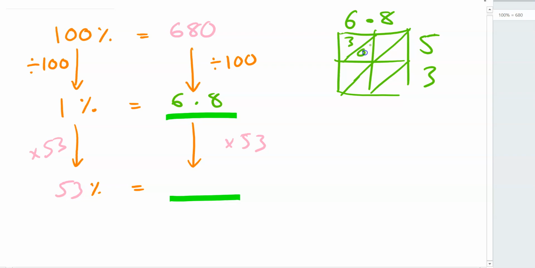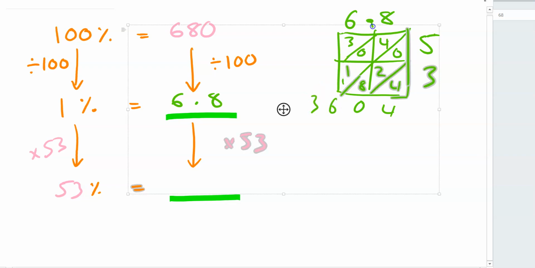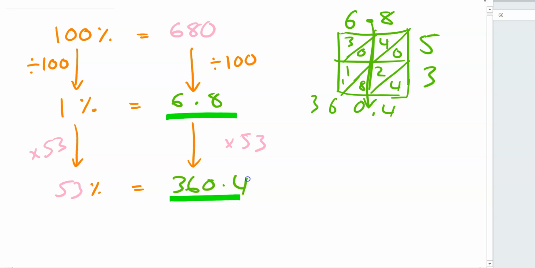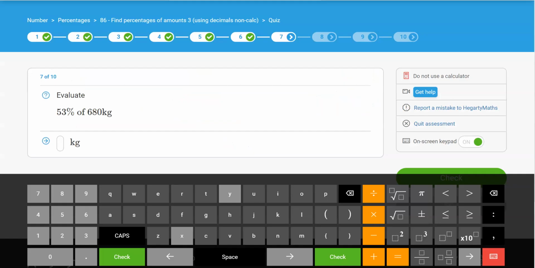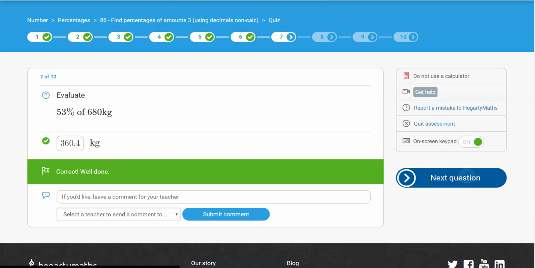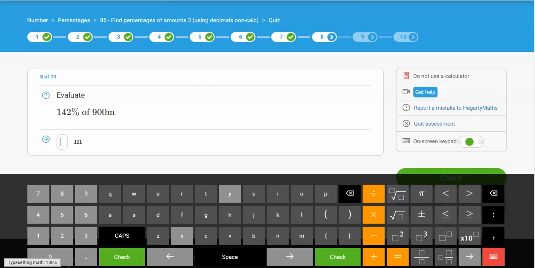So 30, 40, 24 and 18. Adding your diagonals you get 4, 10, 6 and 3. That goes down there, so 360.4. Trying to go through a bit quick because they're kind of the same in all honesty. Oh, this one's different, she says.